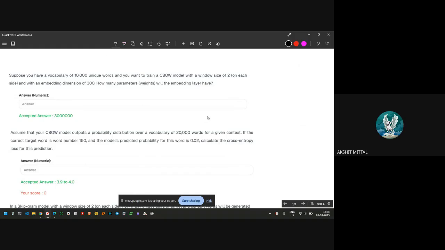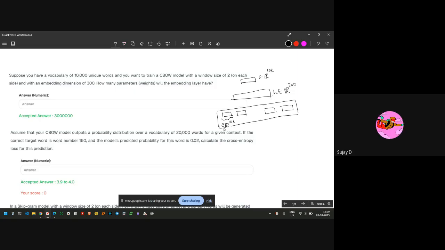Suppose you have a vocabulary of 10,000 unique words and you want to train a CBOW model with a window size of 2 on each side and an embedding dimension of 300. How many parameters will be in the embedding layer? Window size 2. The hidden layer belongs to R 300. The one-hot encoding belongs to R 10K. While training, we concatenate, so this belongs to R 40K.